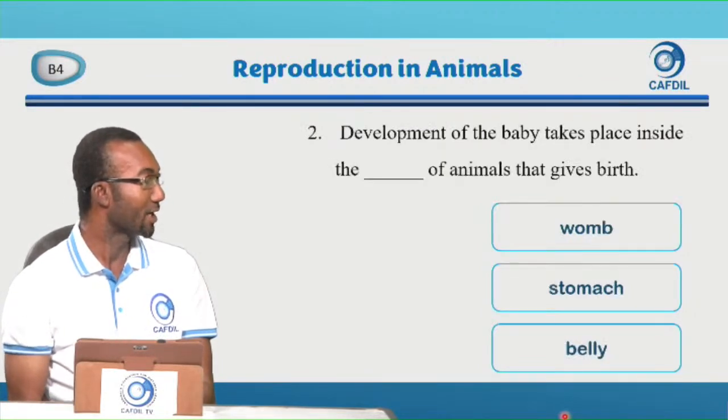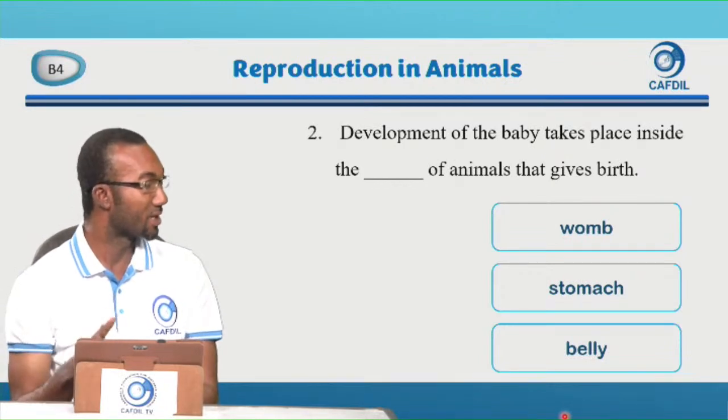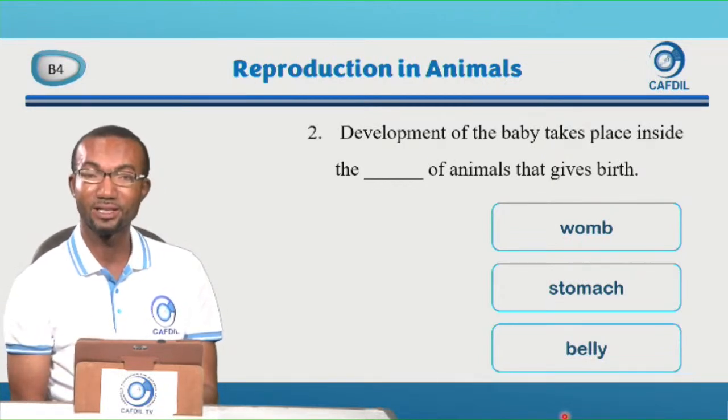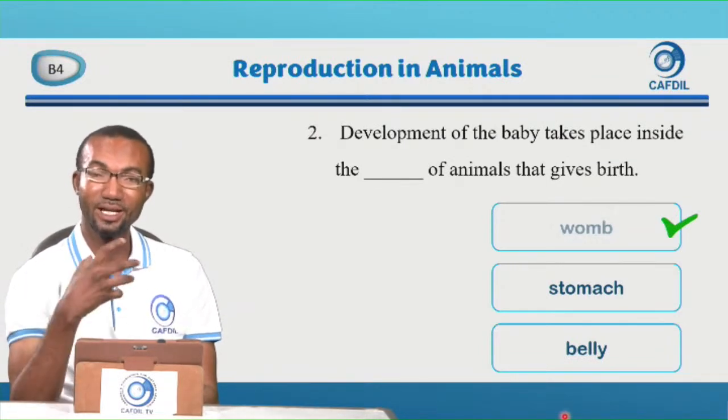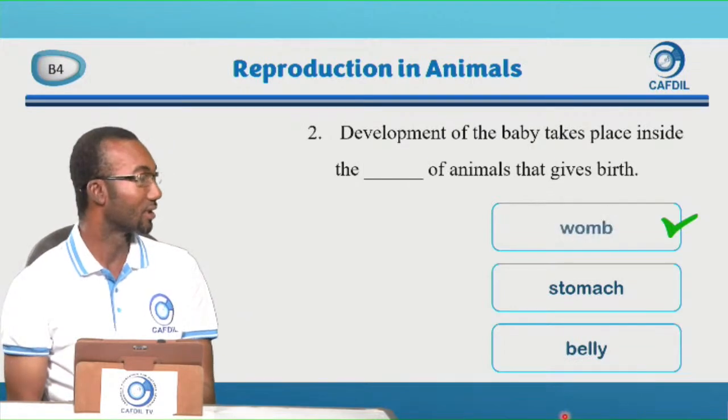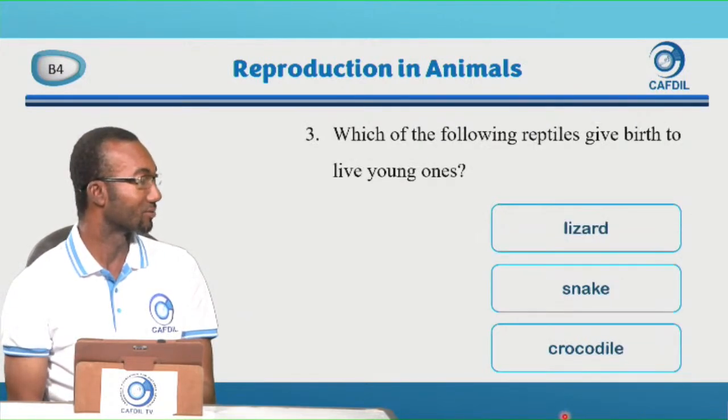2. Development of the baby takes place in the dash of animals that give birth. You have womb, you have stomach, you have belly. Good. The answer is womb. So the baby develops in the womb, and that period of development is what we call gestation.